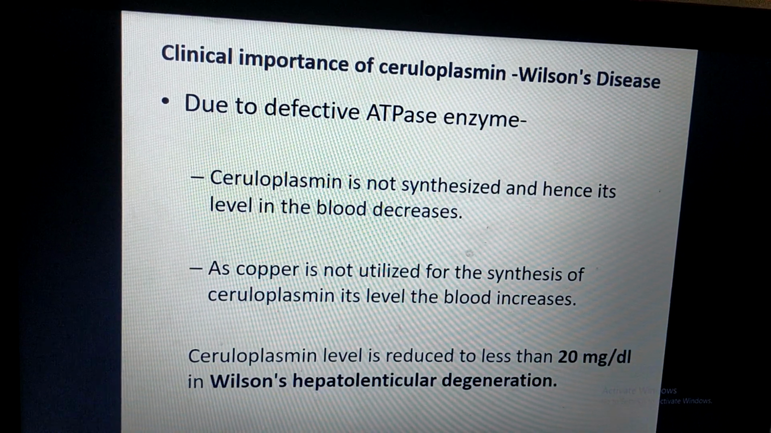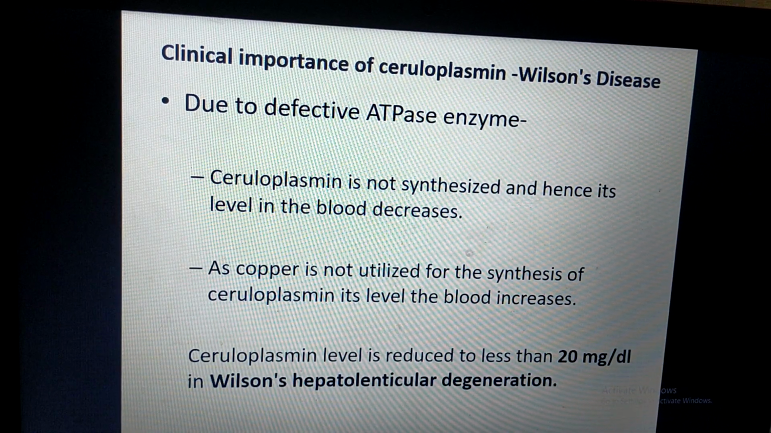So due to defective ATPase enzyme, ceruloplasmin is not synthesized and hence the level of ceruloplasmin in the blood decreases. Just now I told you that 90% of the copper is present in ceruloplasmin. So this copper is not utilized for ceruloplasmin synthesis and hence the level of free copper in the blood increases. In Wilson's disease, the ceruloplasmin level decreases to less than 20 mg per deciliter.